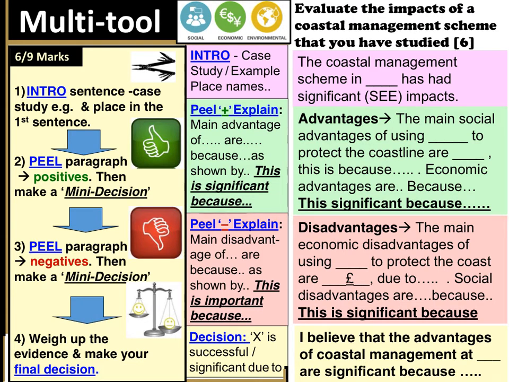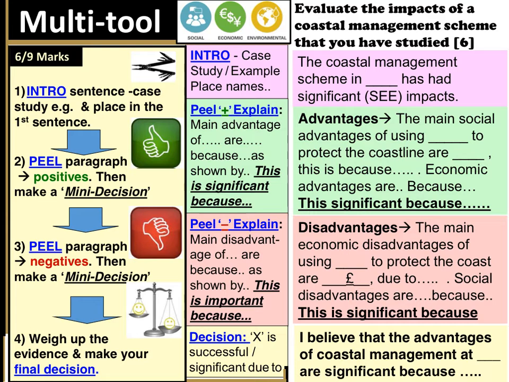In the centre, we've got SEE, which is social, economic and environmental. Then we've got the introduction, how to do your positives, how to do your negatives and mini decision, and how to do your final decision. So, the question itself. Evaluate the impacts of a coastal management scheme that you've studied. That could be 6 or 9 marks. So, the answer in the pink box is: the coastal management scheme in Rhyl has had significant social, economic and environmental impacts. That would be a nice start.